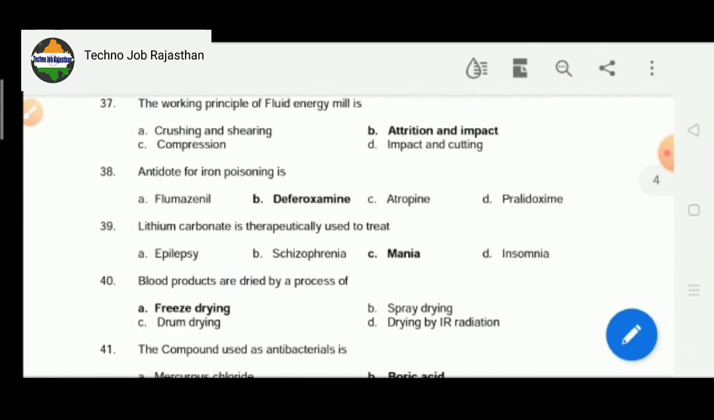Question number 38. Antidote for iron poisoning is: option A is flumazenil, option B is deferoxamine, option C is atropine, option D is pralidoxime. So the correct answer is option B, that is deferoxamine.